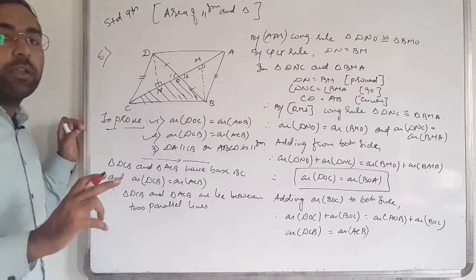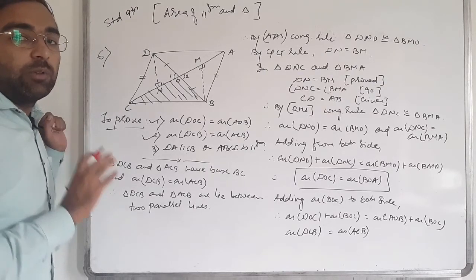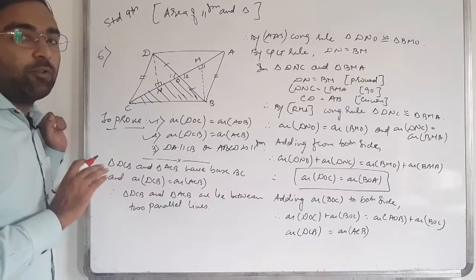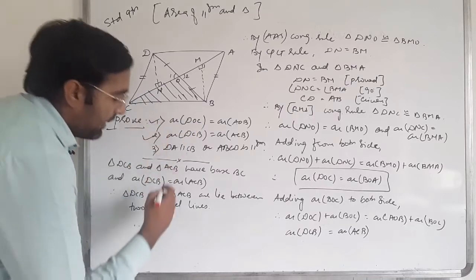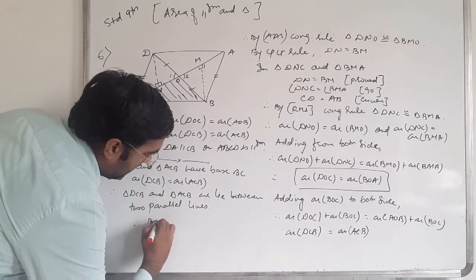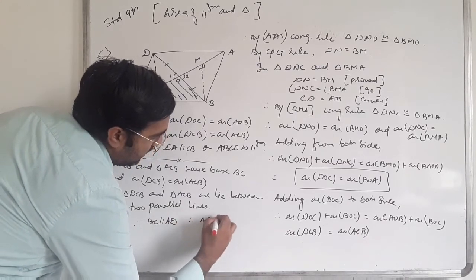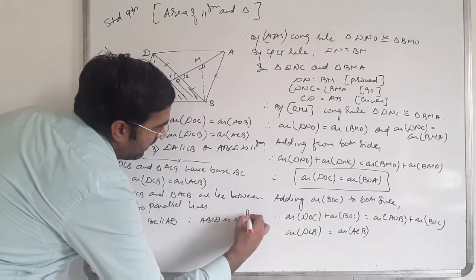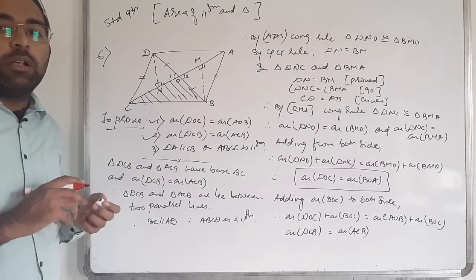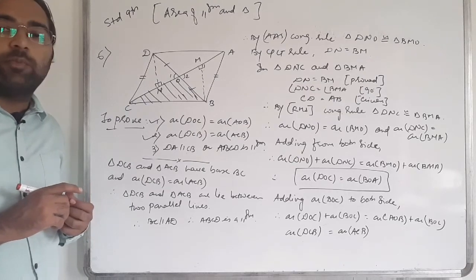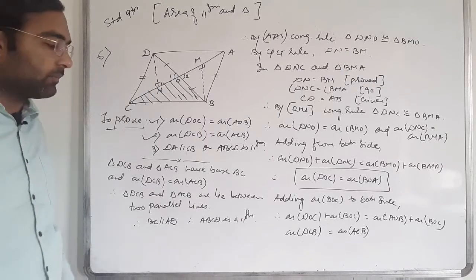If two triangles have the same base and their areas are equal, then we also say that they lie between two parallel lines. Therefore BC is parallel to AD, and therefore ABCD is a parallelogram. Because if one pair of sides of a quadrilateral is parallel and equal, that's why we say that it is a parallelogram. Clear?